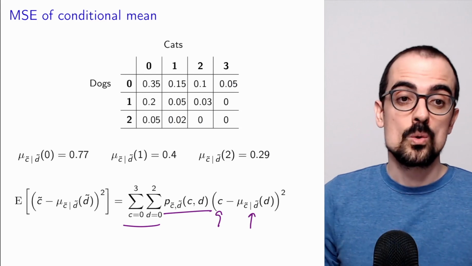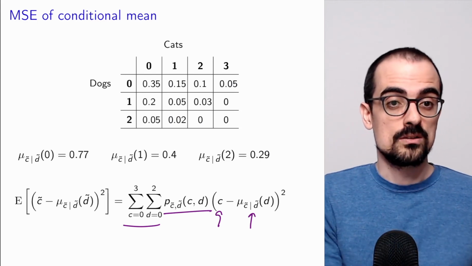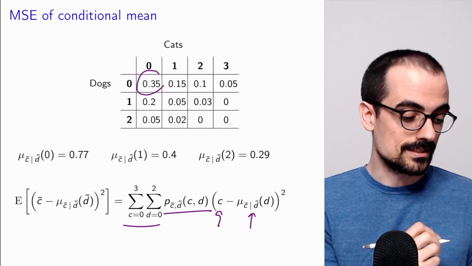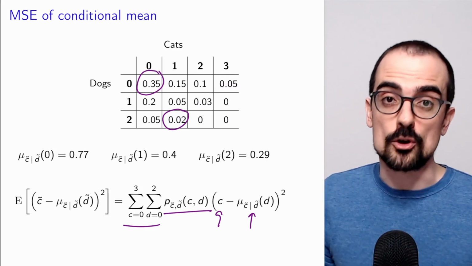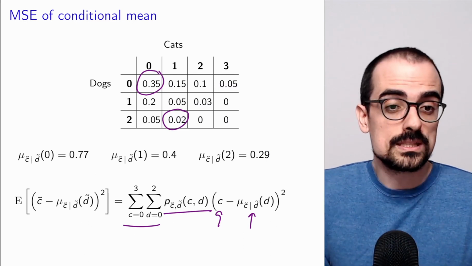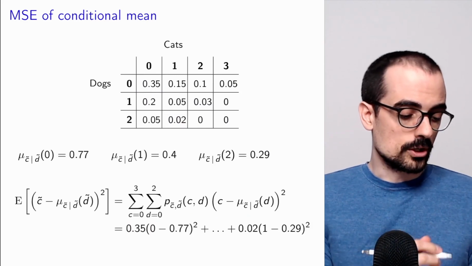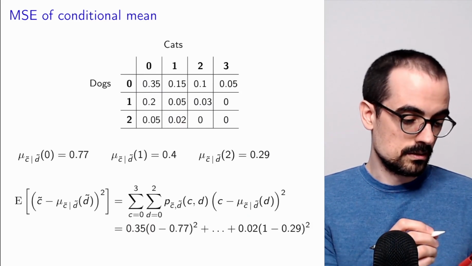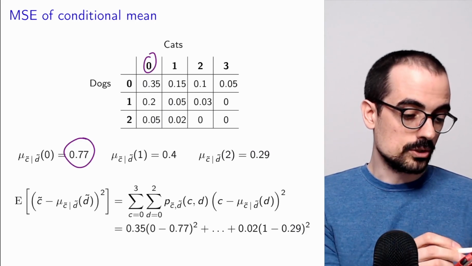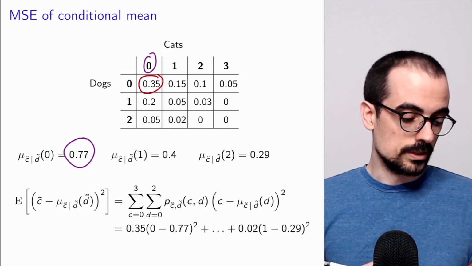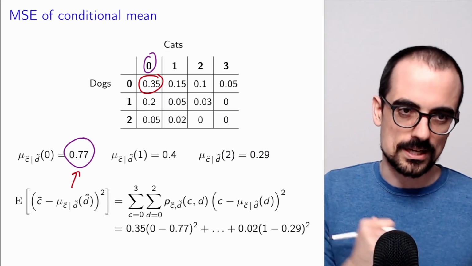And here is where the mean squared error does something that makes a lot of sense, which is it weights more, for example, the situation where there are 0 cats and 0 dogs than the situation where there are 2 dogs and 1 cat, because that happens more often. So this is weighted in this way in the mean squared error, which makes quite a lot of sense. So we're going to take, for example, 0 minus 0.77, which is our estimate when someone has 0 dogs.